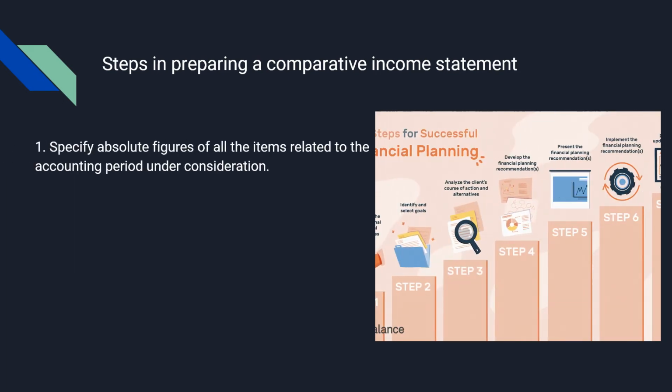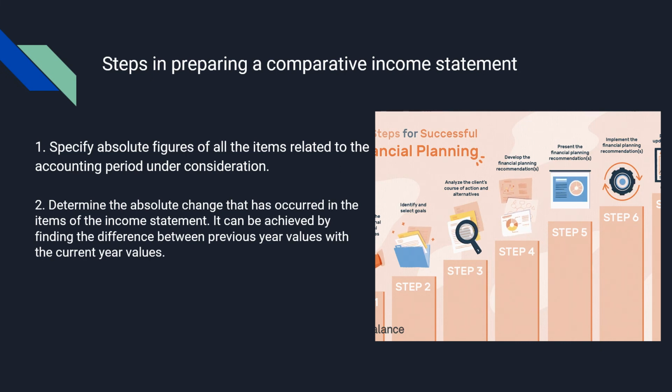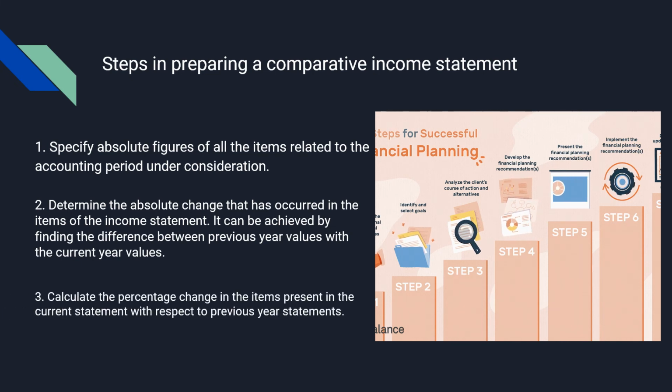Specify absolute figures of all the items related to the accounting period under consideration. Determine the absolute change that has occurred in the items of the income statement. It can be achieved by finding the difference between previous year values and the current year values. And calculate the percentage change in the items present in the current statement with respect to the previous year statements.